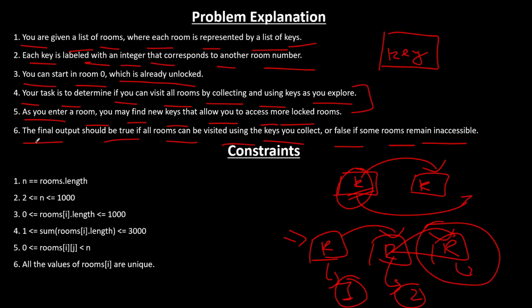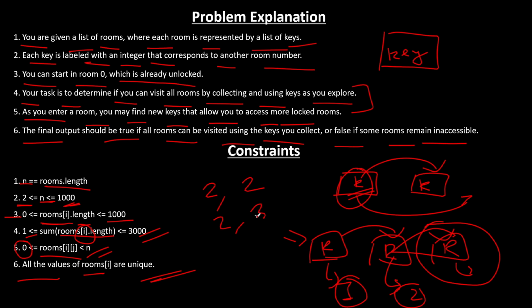Now let's look at the constraints. N is equal to rooms length, and n could be from 2 to 1000, and the value of each rooms[i] could be from 0 to 1000, and the sum of the lengths of rooms[i] would be between 1 and 3000, and rooms[i][j] will be from 0 to n, and all the values of rooms[i] are unique. So there are no keys which are repeated like 2, 2 and 2. It has to be 1, 2 and 3, all unique. I hope you understood the problem explanation. It was pretty easy. Now let's move to the next slide.